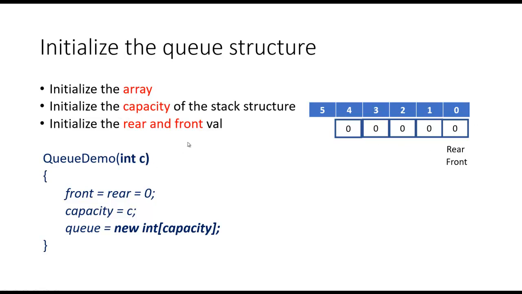And again, we have to initialize the rear and the front variables which will represent the different index values in this queue. So suppose we are going to create a queue with capacity 5, we have to pass here int c as 5, and that will get set to the capacity, and the array will get created with capacity 5. You have seen that the front and the rear indexes are set to 0. So this is the initialization of that queue data structure.